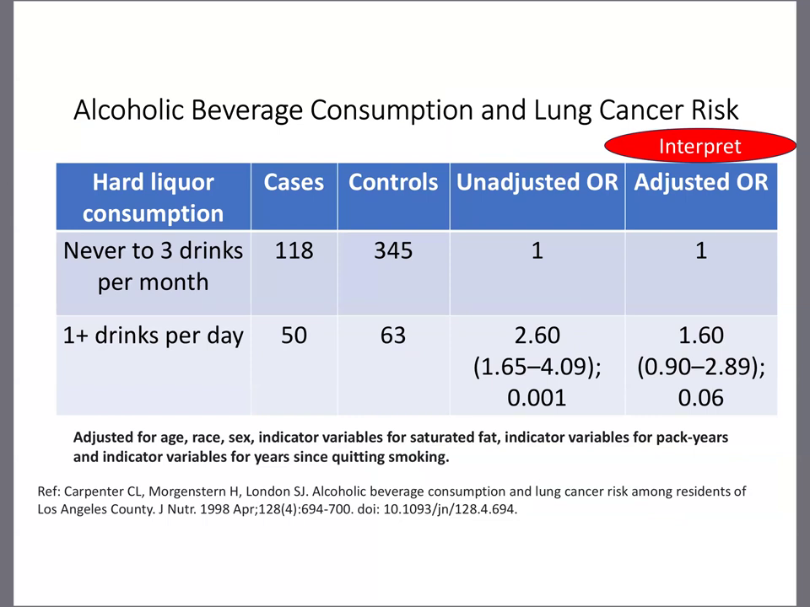So now, coming to this example, a publication where it studied the association of alcohol beverage consumption and lung cancer risk. So the exposure here is alcohol beverage consumption and the outcome is lung cancer risk. So I want somebody to interpret now this table, what you see here.